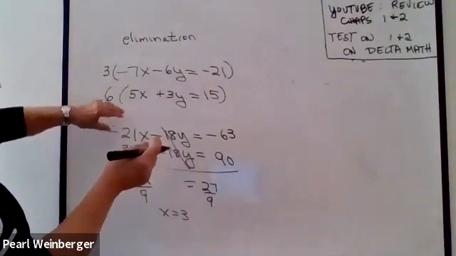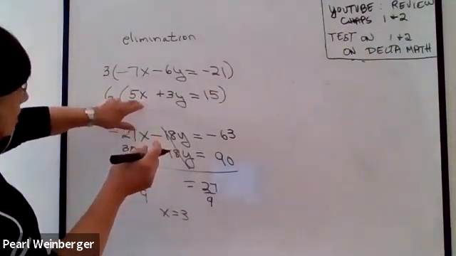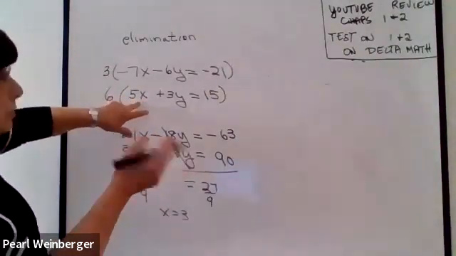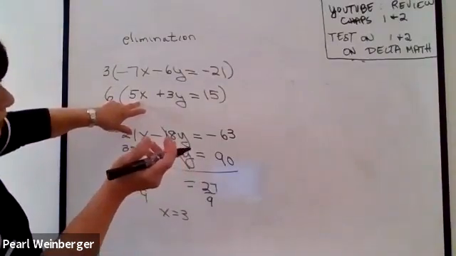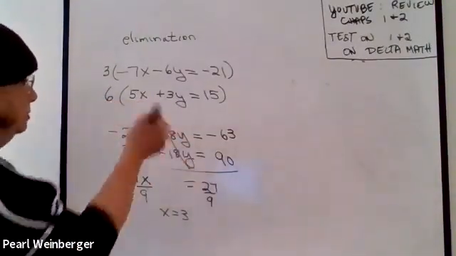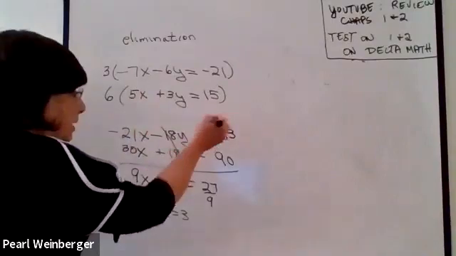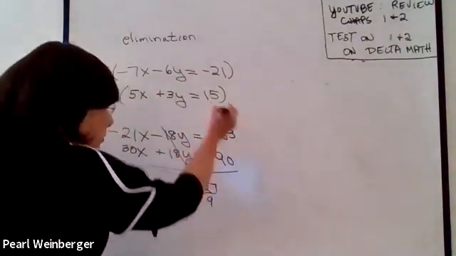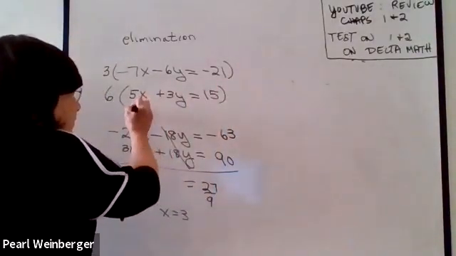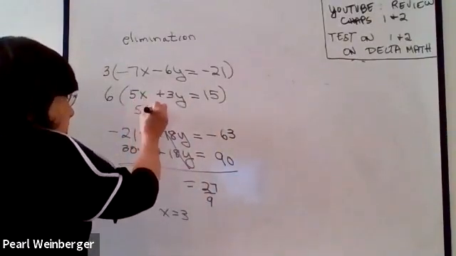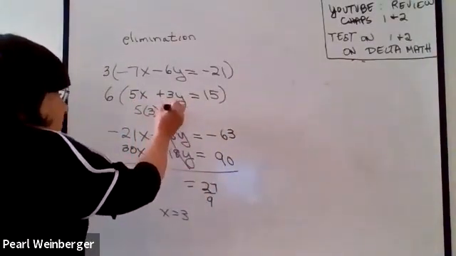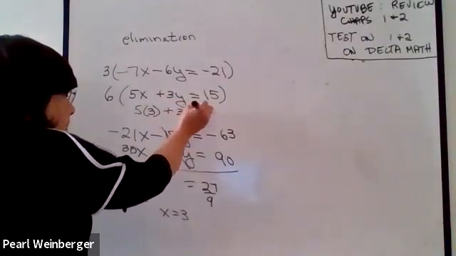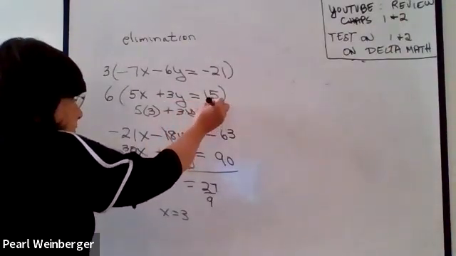So I take either one of the equations. I think I'm going to take this one because everything's positive. Usually easier to work with positive than negative, so it doesn't really make a difference. And I'm going to do 5 times 3, because now I know what my x is, plus 3y equals 15.